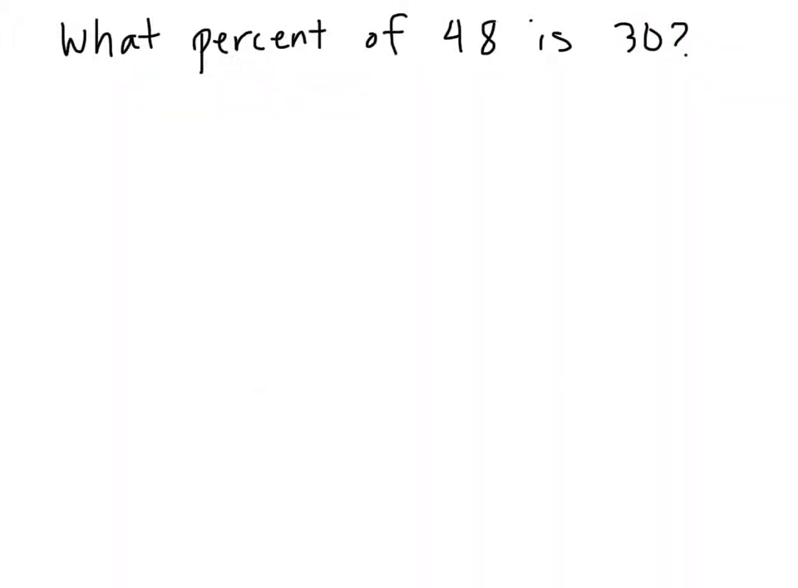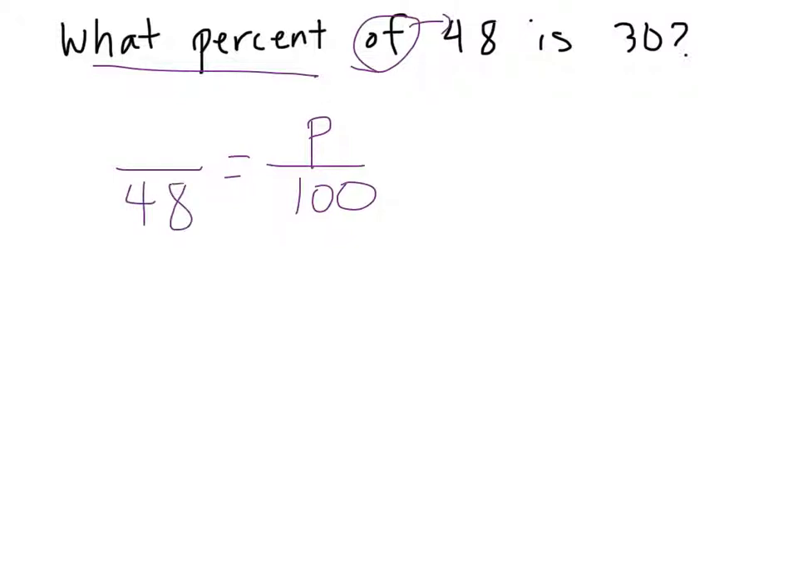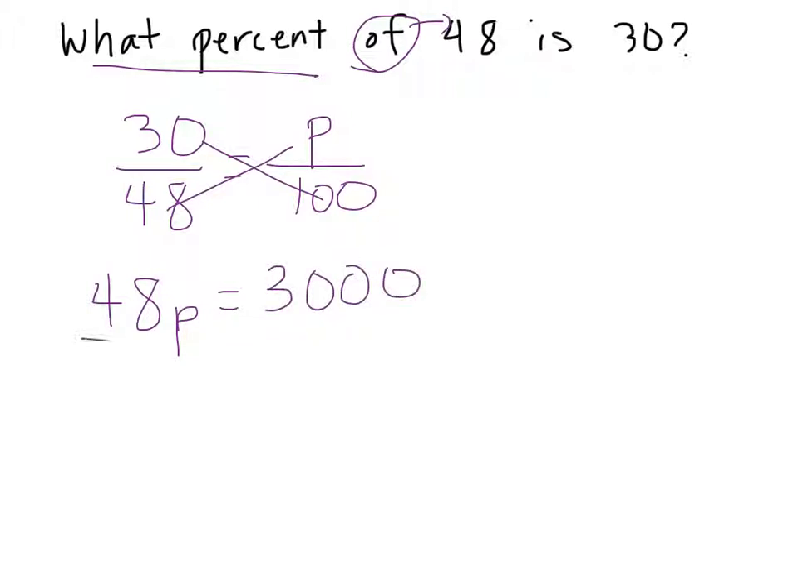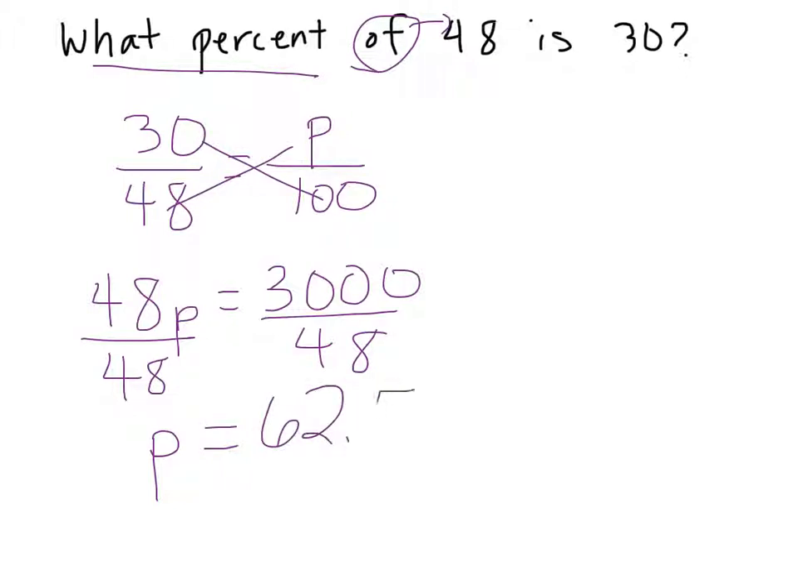And let's look at one more example where our percent is what's missing. So again, blank over blank equals P over 100, but it says what percent? So that means that this is the missing part, the P. So again, look for that word of. Here's of 48. So 48 goes for the whole, and the other number goes up here for the part. So again, I'm going to cross multiply. So I get 48P equals 3,000. I divide both sides by 48, and P equals 62.5.